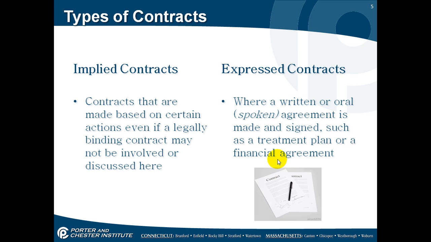Express contracts are anything that's written or oral. It's spoken, but you've taken notes, such as a treatment plan or a financial agreement. Implied contracts are based on certain actions, even if a legally binding contract may or may not be involved. For example, you came in with a toothache, you pointed to the tooth, you opened your mouth. That implied you wanted me to fix it, so therefore I did.